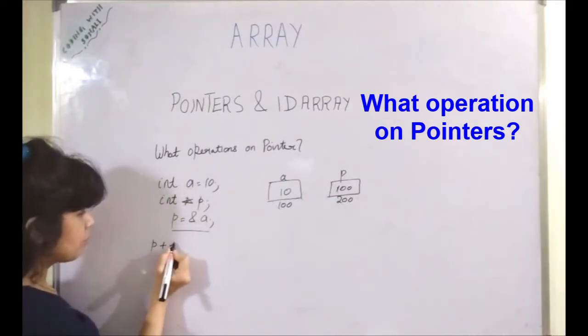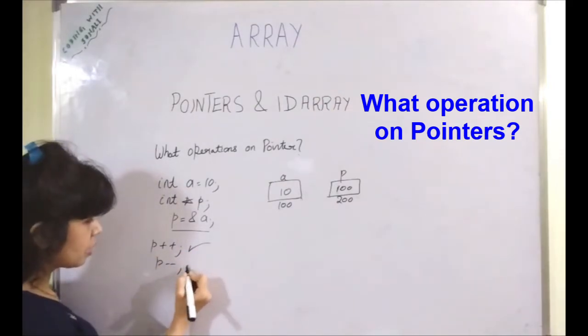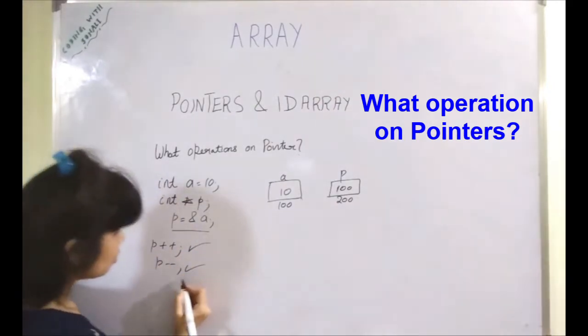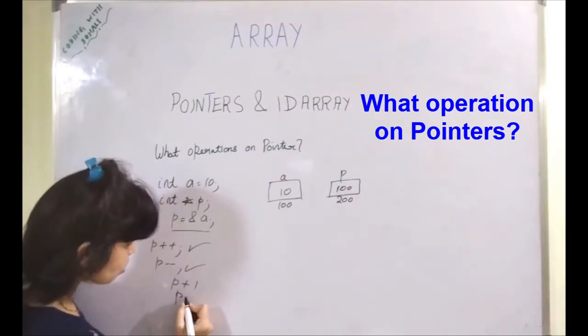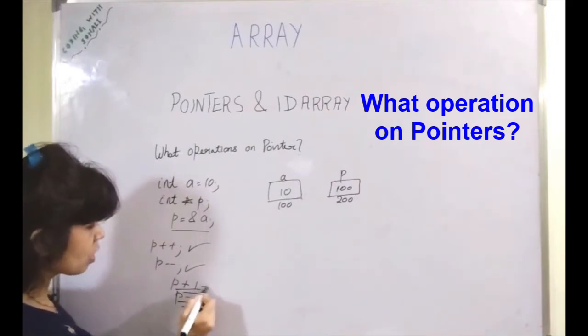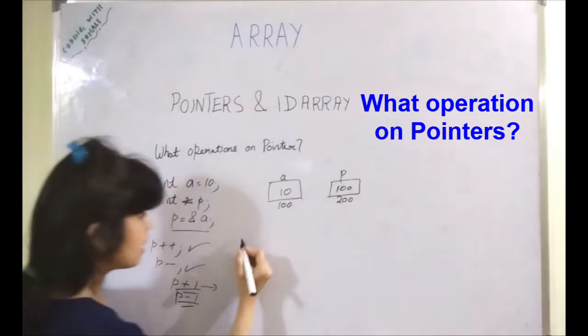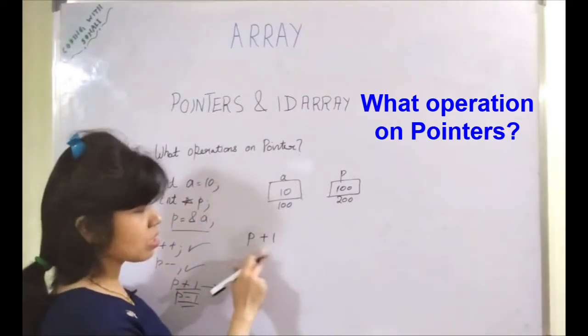So you can do p plus plus, yes, this is allowed. You can also decrement the pointer, that is also allowed. You can add an integer to the pointer and you can also subtract an integer from the pointer. So what is this? First of all, what result will you get if you take p and add 1? What does it mean?